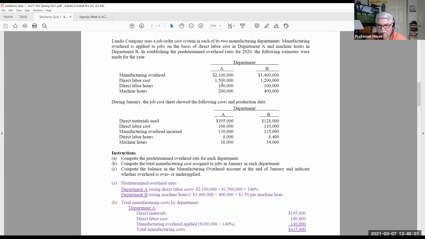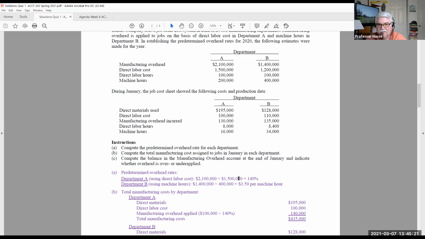That's the allocation rate. For Department B, it's based on machine hours. We have 400,000 planned machine hours with an overhead of $1.4 million planned. That's a $3.50 per machine hour overhead rate for Department B. So in Department A, with 140% of direct labor costs being allocated, if our labor cost was $100,000, 140% of that is our overhead of $140,000.